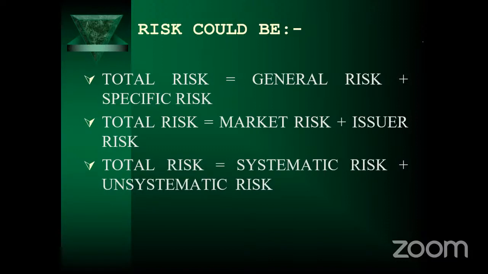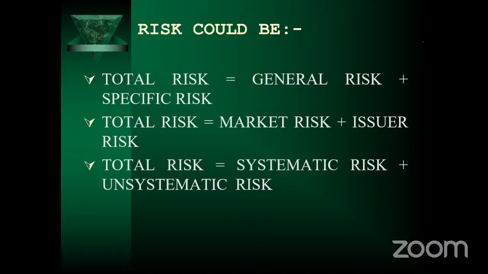So here we can say whenever we are going to compute this total risk involved, we have to consider two types of risk. Either general and specific, market and issuer, or systematic and unsystematic. These pairs of risk are similar to each other. Let us talk about general risk.